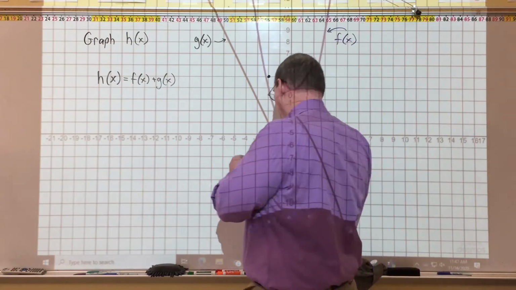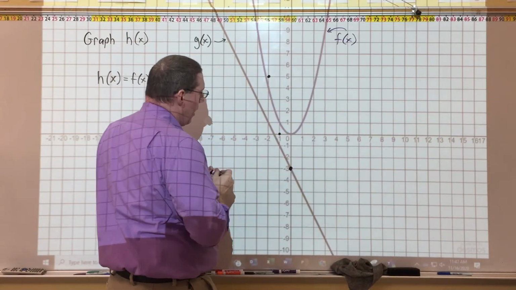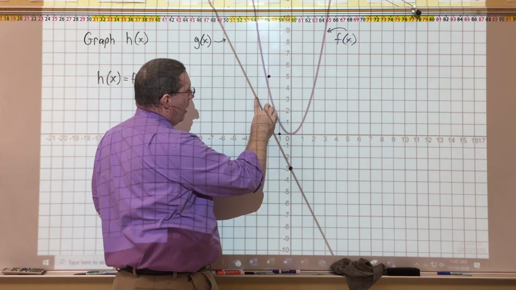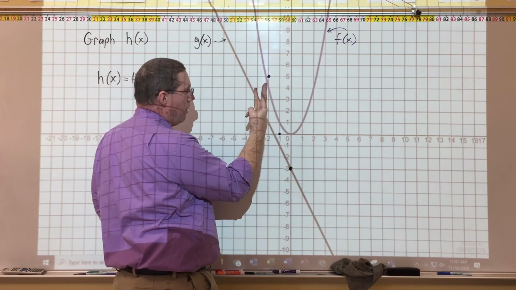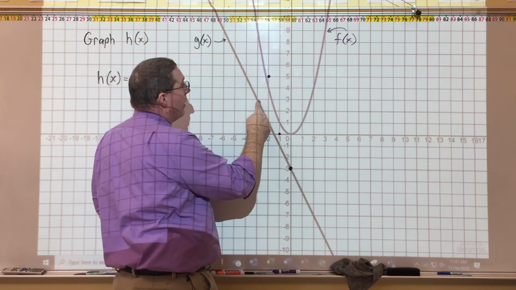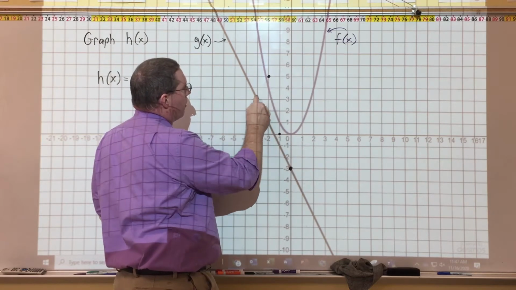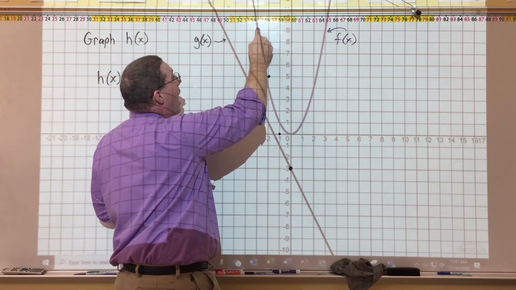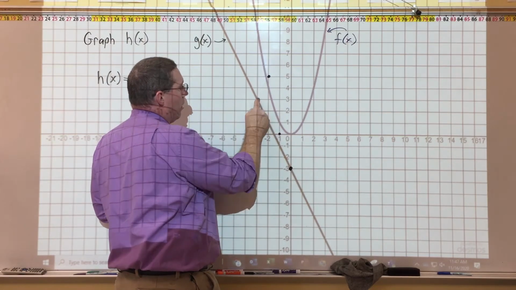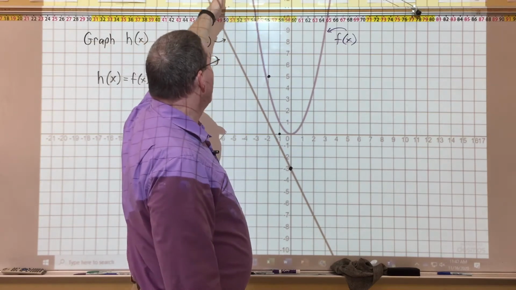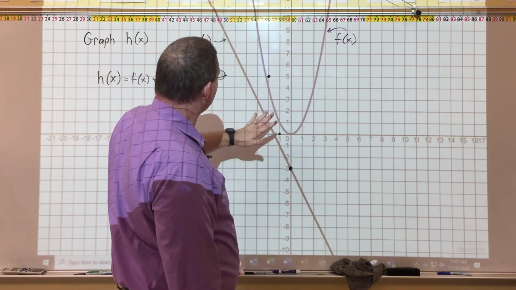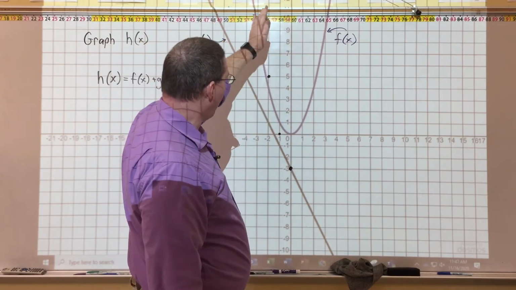In fact, let's see here. If we were to go to negative 3, we'd have a height of 3. g of x has a height of 3, okay, 3. And f of x has a height of 3, 4, 5, 6, 7, 8, 9. So we'd have to do 9 plus 3. That's 12. Well, our graph doesn't go up to, well, it does way up there, but I'm not going to put a dot on the wall.